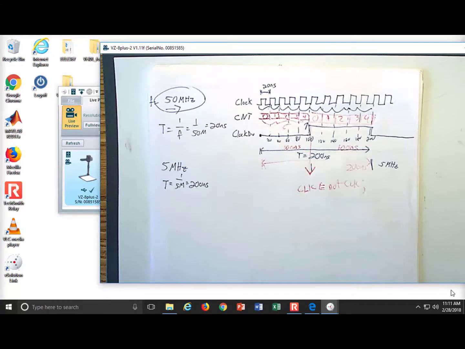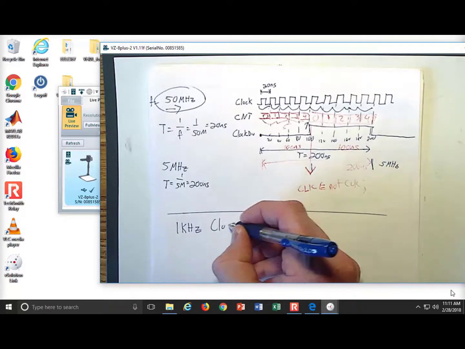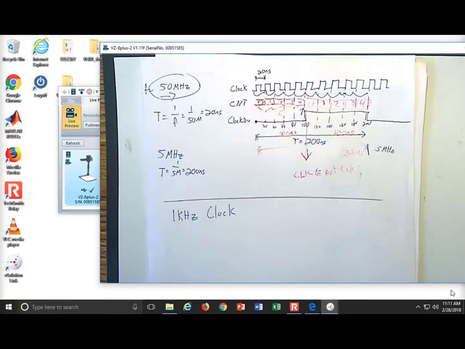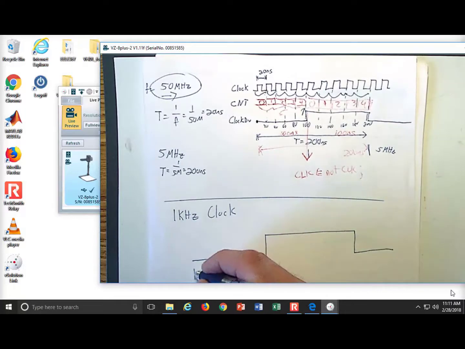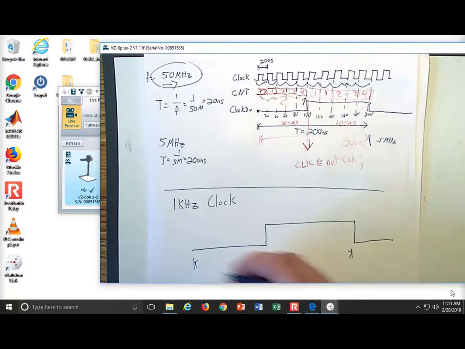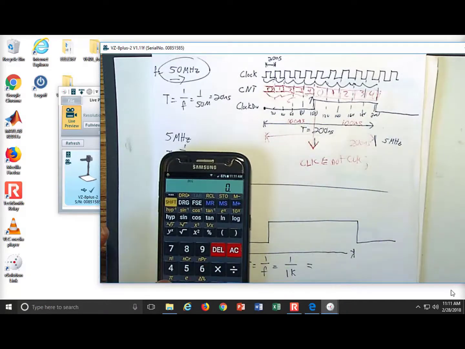Let's say that I wanted to create a 1 kilohertz clock. Okay? If I drew that out, I would sketch it out, and it would look like that. The first calculation that I would like to make is I would like to know the actual period of that clock. Well, that's nothing more than 1 over the frequency, 1 over 1 kilohertz. And let's just make sure we have our numbers, so I'll do this on a calculator here. So I'll go 1 divided by 1,000.